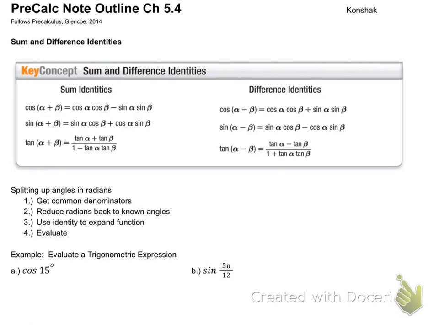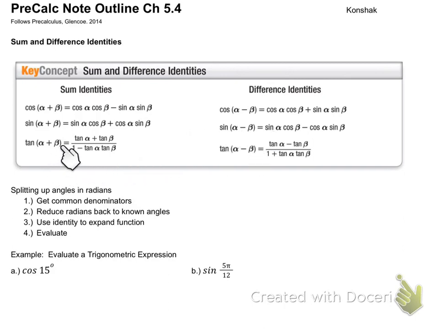Because if you notice, they are the same. Like this cosine of alpha plus beta has a minus sign on this one. But when you go over here, it's alpha minus beta, and now it turns to a positive sign. Otherwise, everything else is the same. Sine gets to keep the sign. So when it's positive between the angles, it's positive between the functions. When it's negative, it's negative.